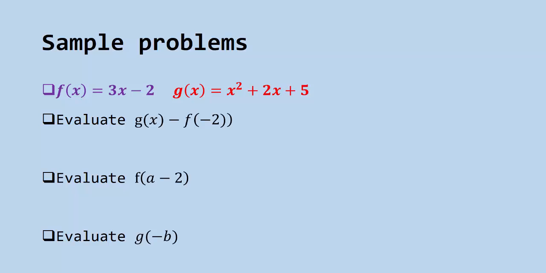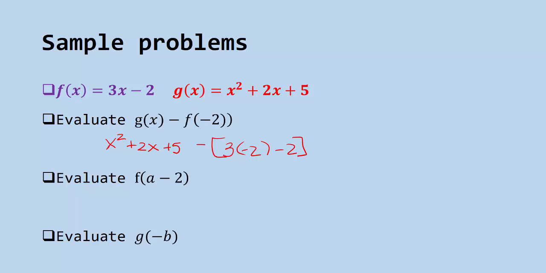Again, here are my two functions as before. The first example is g of x minus f of negative 2. So g of x, I'm going to replace first with x squared plus 2x plus 5 minus f of negative 2. So I'm going to take the f of x, which is 3x minus 2, and replace the x with negative 2.